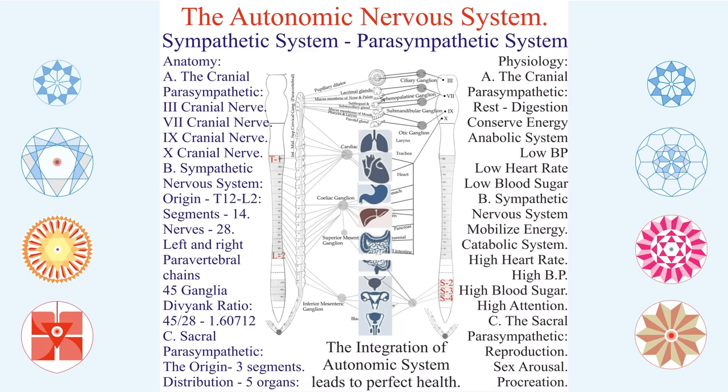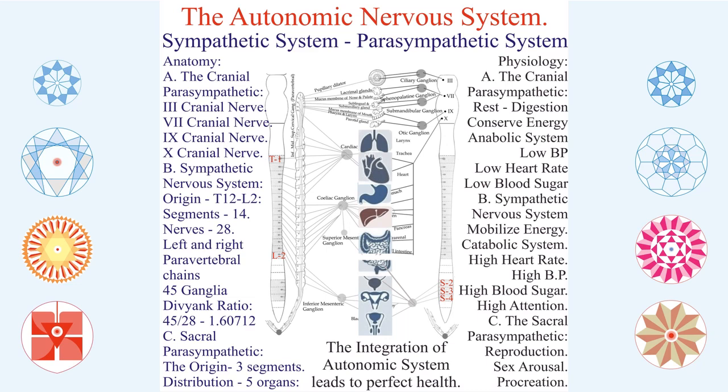Right on the left side, you can see the anatomy of the cranial parasympathetic nerves. There are 4 cranial nerves out of 12 pairs of cranial nerves, which is the first part. Second is the sympathetic nervous system, which originates from thoracic 1 to thoracic 12, then the L2 component. And then there are 14 segments. There are 28 pairs of preganglionic fibers. Then you have the left and right sympathetic chain of 45 ganglia, and the ratio of input and output is 45 by 28. So that is the beauty of this system.